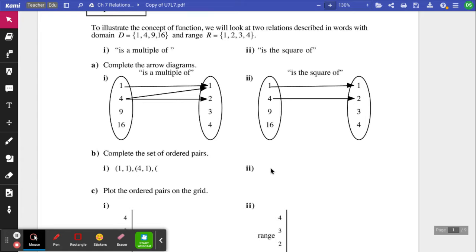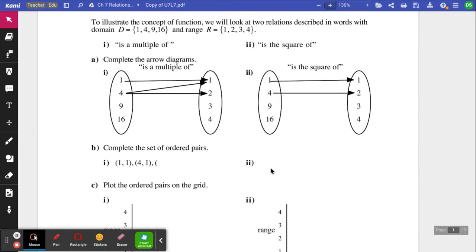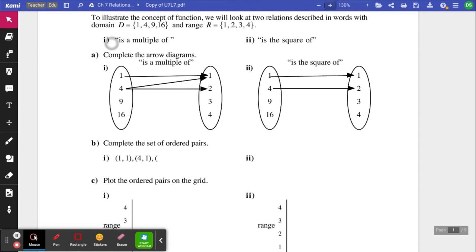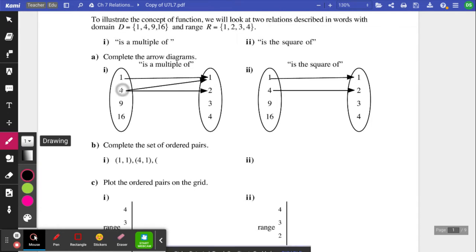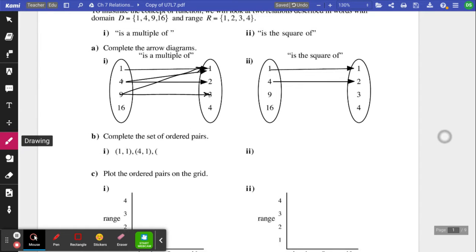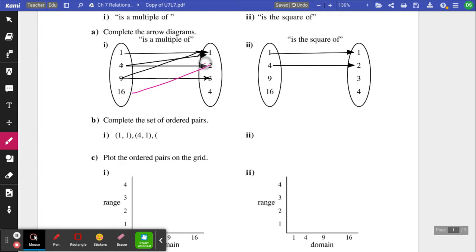Is 1 a multiple of 1? Is 4 a multiple of 1 and 2, would you say? So this says it's a multiple of. So I'm asking you right now, is 4 a multiple of 1 and of 2? Yes. 9 is a multiple of which of the other things? 1 and 3. 16, on the other hand, is a multiple of what numbers? 2 and 1, and 4 and 1.